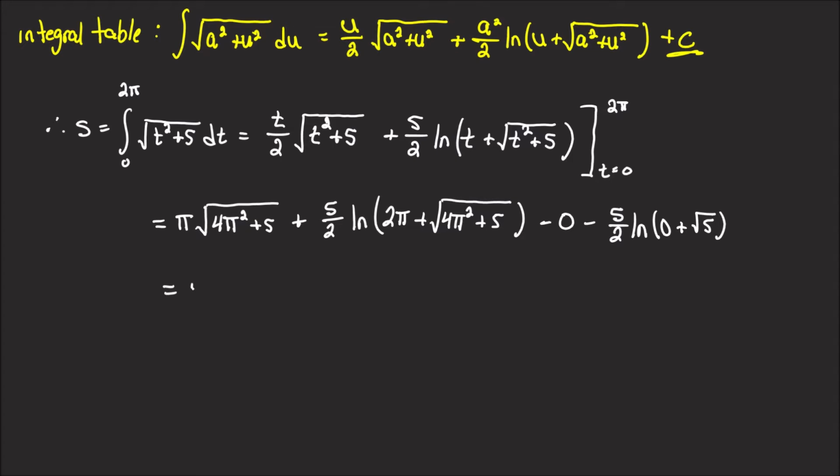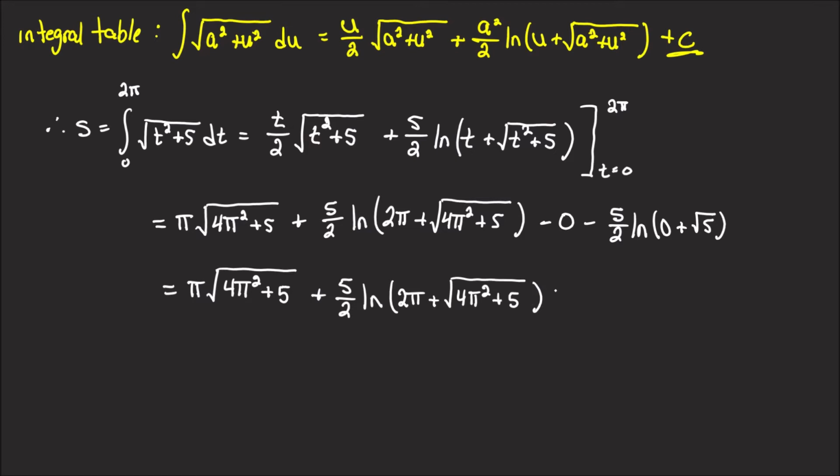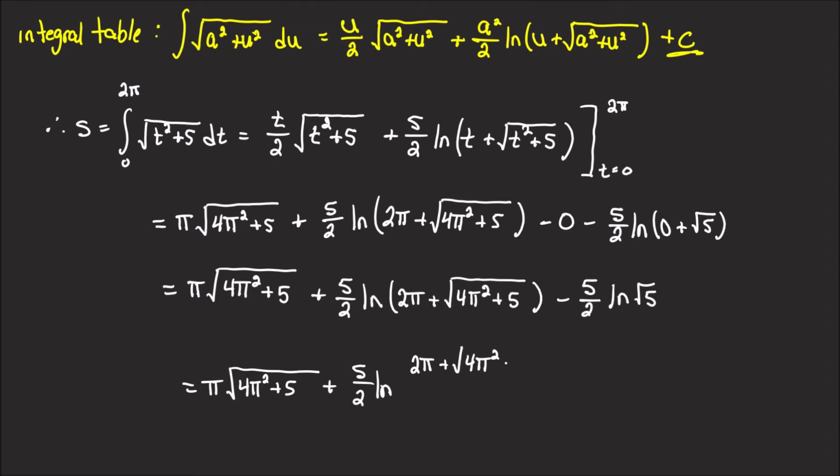So our final answer will have pi times the square root of 4 pi squared plus 5 plus 5 halves times the natural log of 2 pi plus the square root of 4 pi squared plus 5, minus 5 halves times the natural log of the square root of 5. And now we can use laws of logarithms to combine these last two terms to write out pi times the square root of 4 pi squared plus 5 plus 5 halves times the log of 2 pi plus the square root of 4 pi squared plus 5 all over the square root of 5. And this here is our arc length.